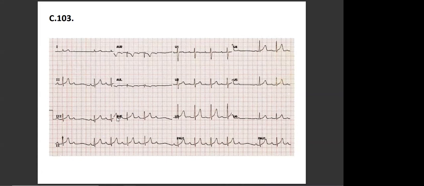And I can see some P waves are not conducted, or the RR is dropped. Okay, so we have dropped P waves. We do have P waves, and that P is positive in lead number 2 and negative in AVR. That's sinus. But we do have some dropped P's, meaning they are not conducted. So we have a second degree AV block. Which type? I can tell it's a Mobitz 1.